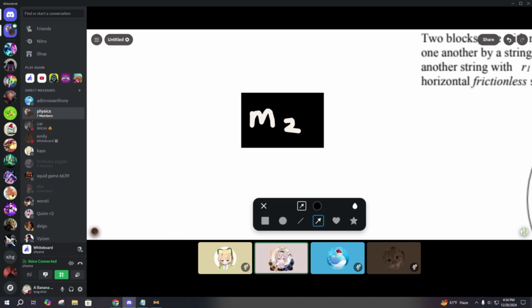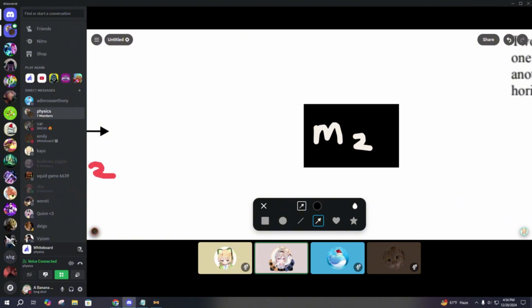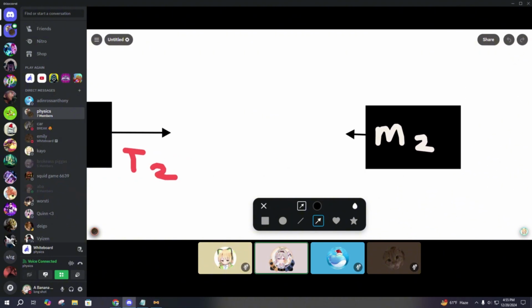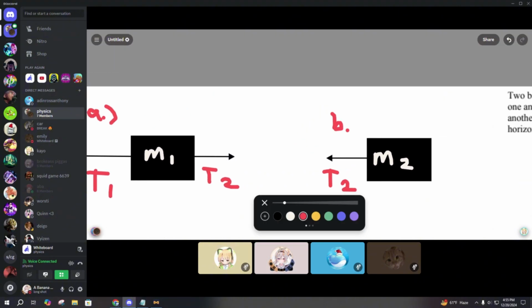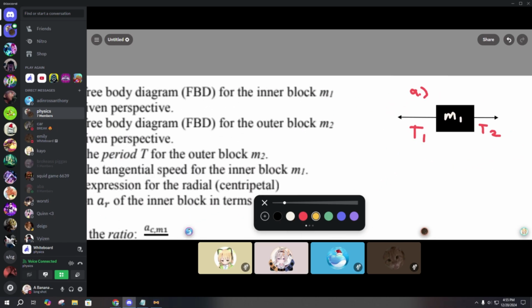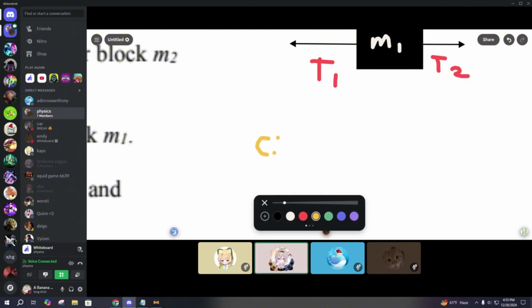Okay, and now for M2, it's just going to have that T2 pulling you inwards. And it's going to be equal to this, because equal and opposite reaction. Yeah, so that's A. That's B. Now, let's go to C. Calculate time period T for the outer block M2.